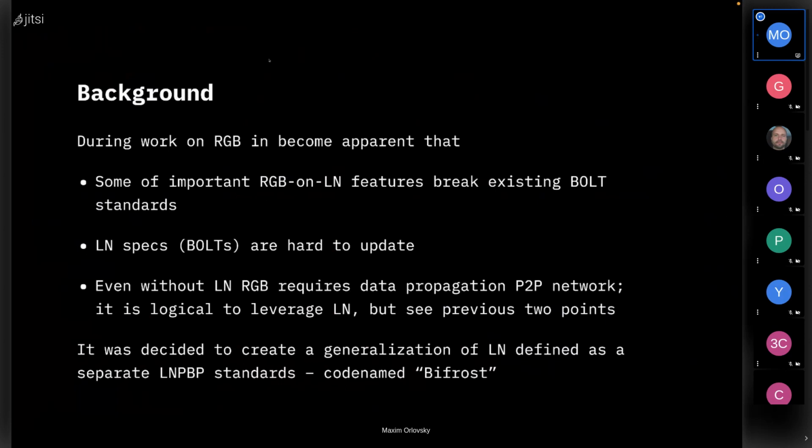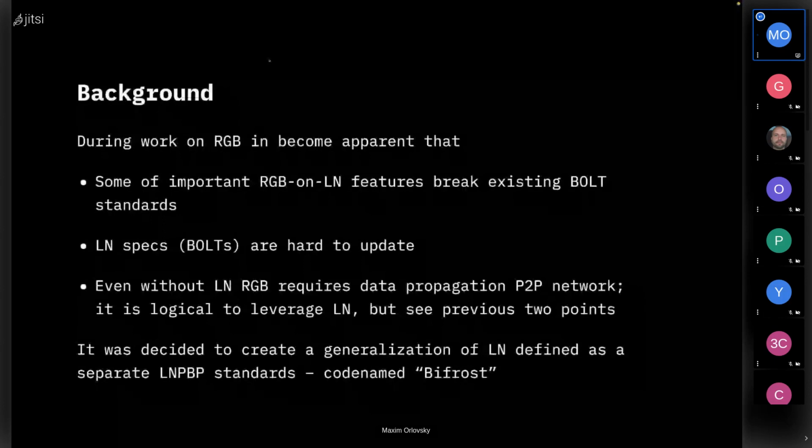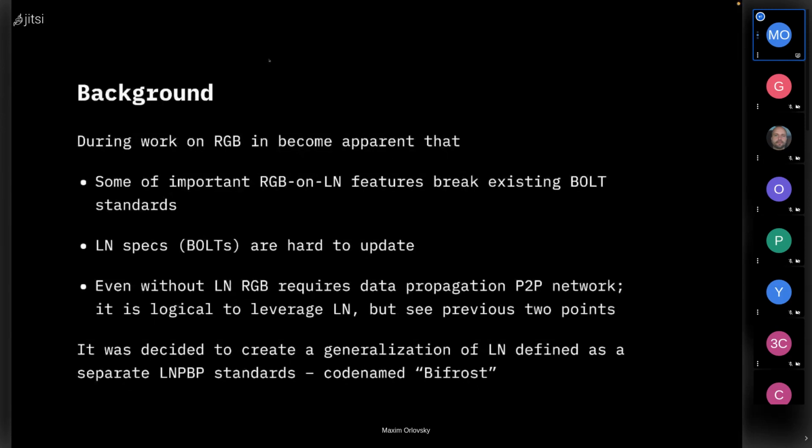The second problem that we met was that even without Lightning Network changes, RGB itself requires certain data propagation. The clients of RGB have to send the client-validated data pieces over some P2P network. And it was a logical idea that we can leverage Lightning Network as a data propagation P2P network. Again, this required changes to the standards, and we already discussed why it's a very painful and long route. So we decided to create a generalization of Lightning Network, and we named that generalization Bifrost.